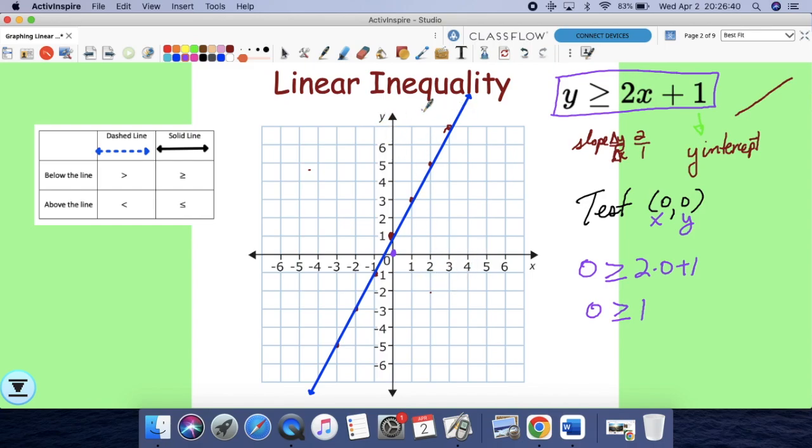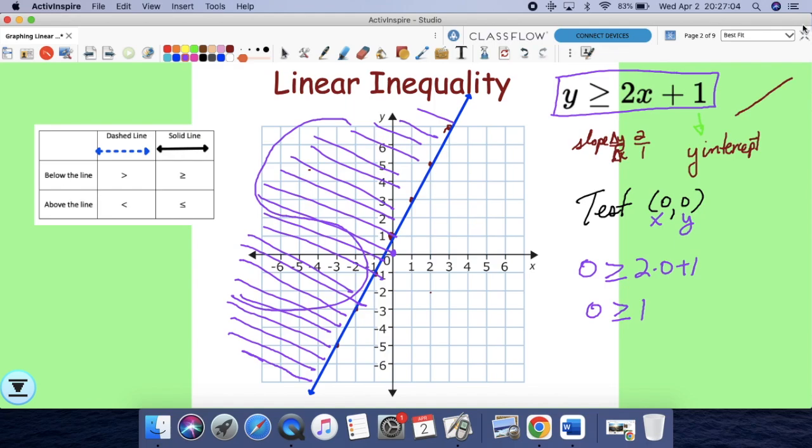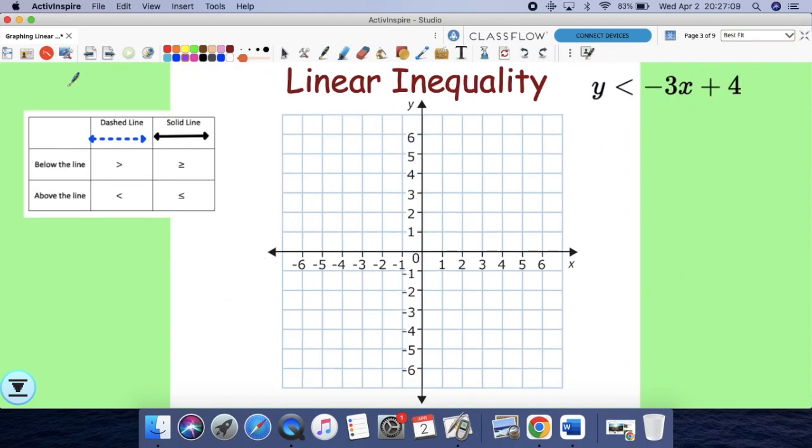So we want to shade the other side, and the way you shade it is to draw little perpendicular lines like this. Let's try to be nice and neat. That shows that this whole side above the line is part of our solution, not only points on the line, but this whole region itself. You can write a big S here because that says this is a solution area. Now I want you to do this one. Pause the video, give it a shot, and then replay it and see how you did.